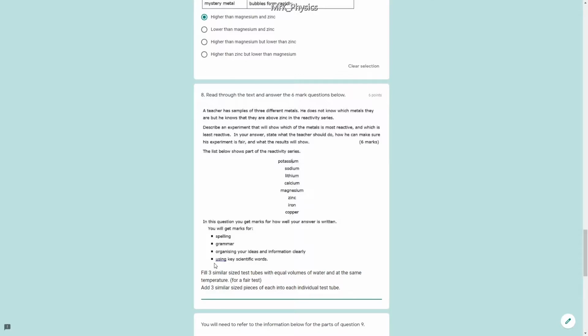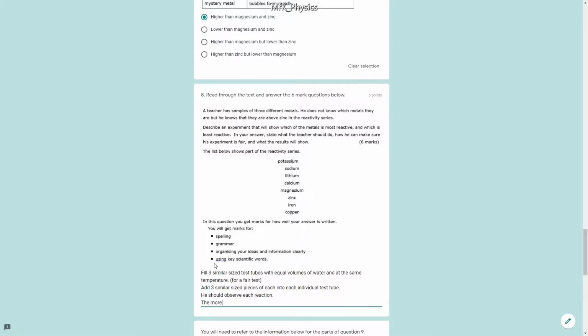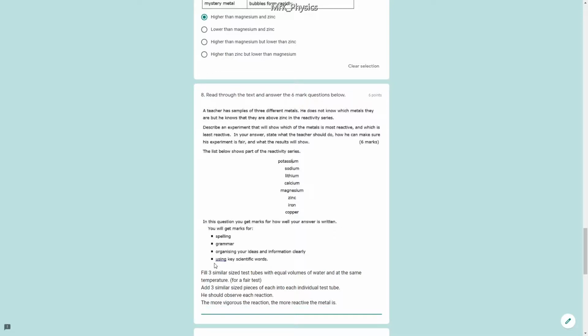And what will you then do? You will, or he, being potentially me, he should observe each reaction. The more vigorous the reaction, the more reactive the metal is, and the opposite is true.